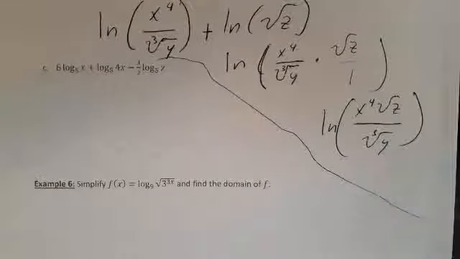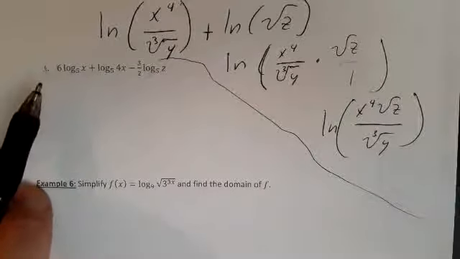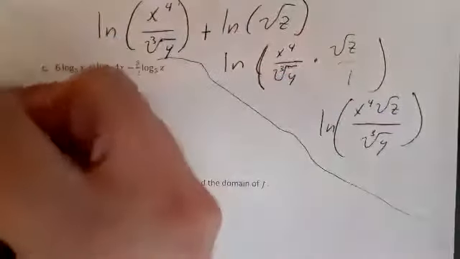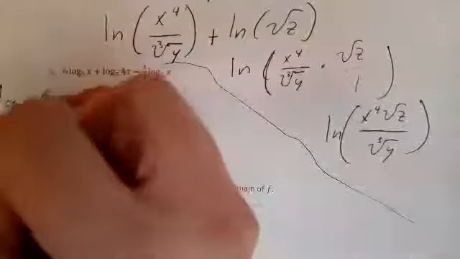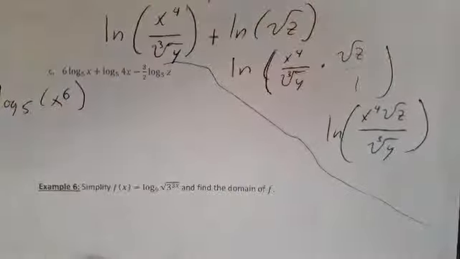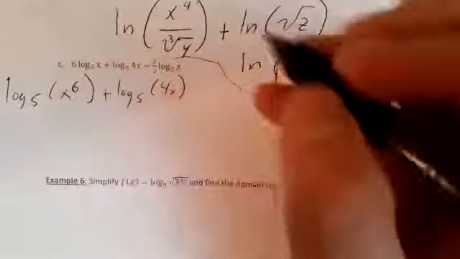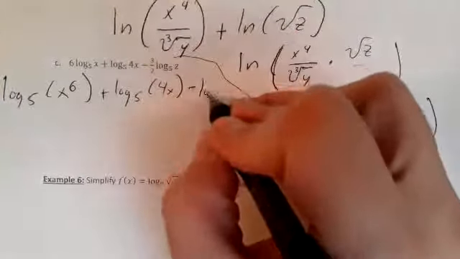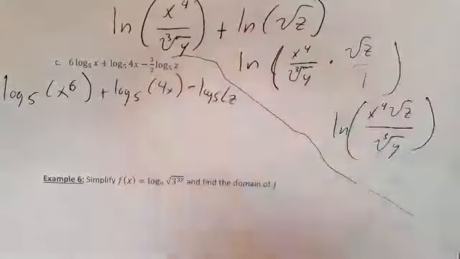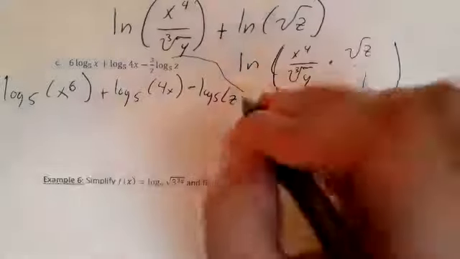Okay, similar thing here. The first thing that we want to do is the power rule. So if we see something in front, this is log base 5 of x. And now this x is going to get raised to the 6th power. Log 5 of 4x minus log 5 of z. And we're doing z to the 3/2 power.